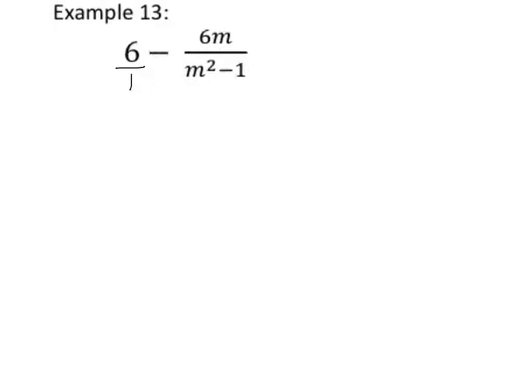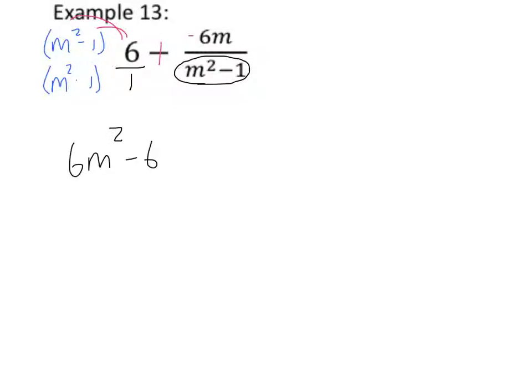Because we know that with the first fraction it's 6 over 1, so our common denominator is going to be this. Now again, we talked about subtraction to be changed to adding a negative. Our first fraction needs all of the other one. So remember, we have to distribute. We get 6m squared minus 6 minus 6m, that's the second fraction, over m squared minus 1.